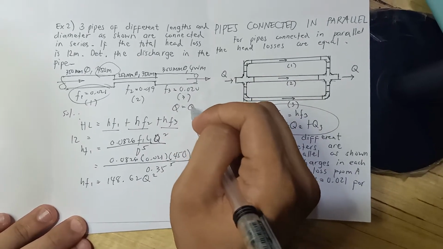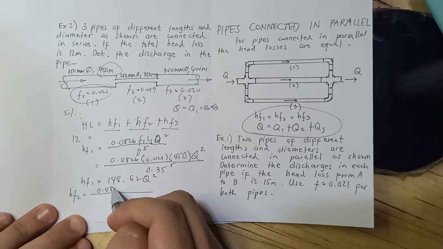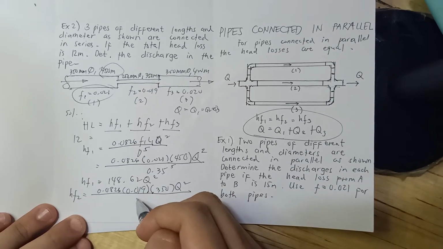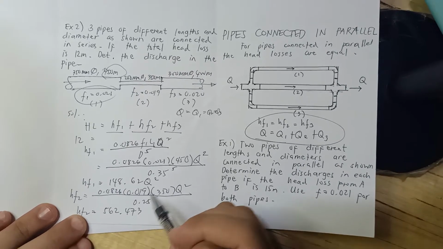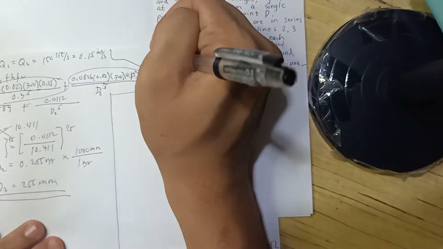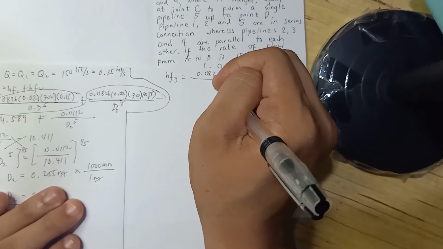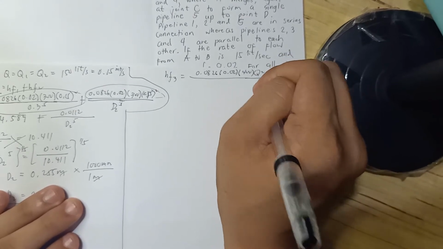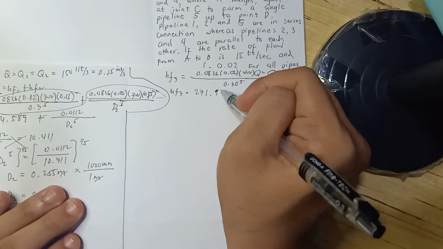Now again, Q equals Q1, Q2, Q3. HF2: 0.0826, 0.019 is f, L is 350, Q is unknown, over diameter 0.25 to the 5, so HF2 is 562.473 Q squared. HF3: 0.0826, 0.02 f, 400 is L, Q is unknown, over 0.3 to the power 5, HF3 is 271.934 Q squared.